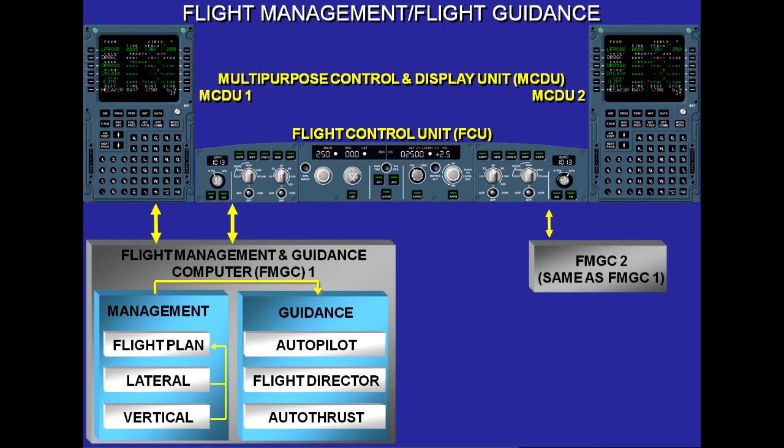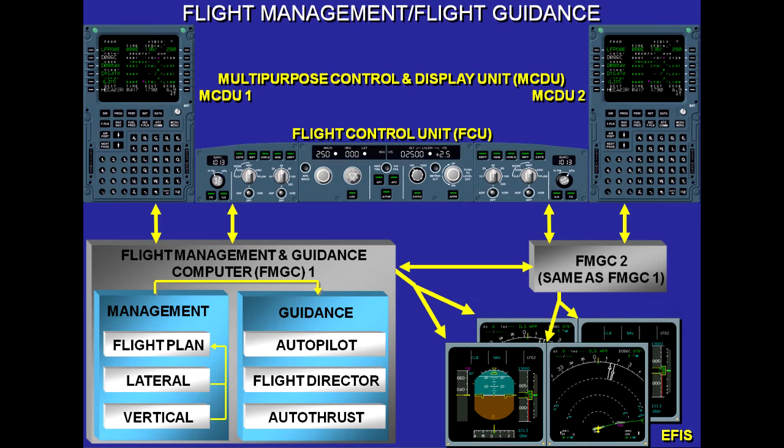The flight management FM part has several functions linked to the flight plan, such as lateral and vertical guidance associated with performance computation. The flight guidance FG part has three functions: autopilot, flight director, and autothrust.